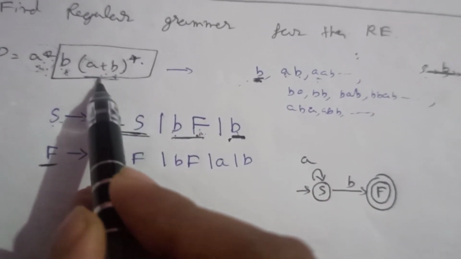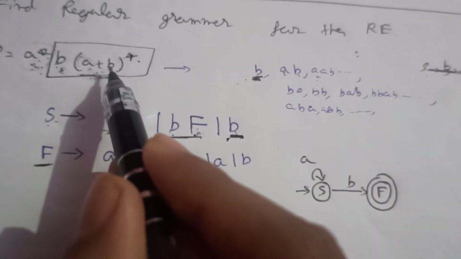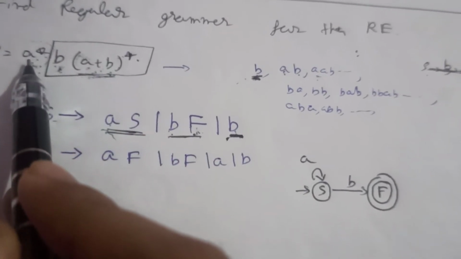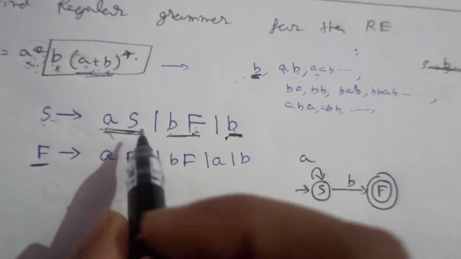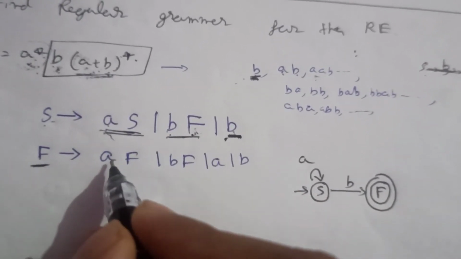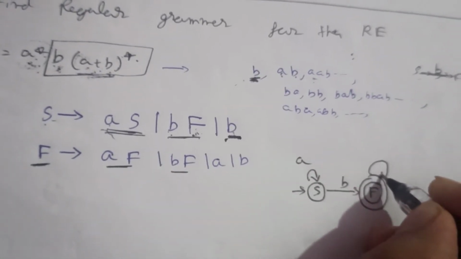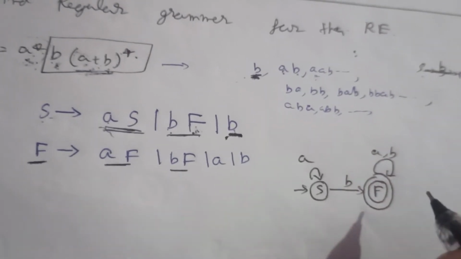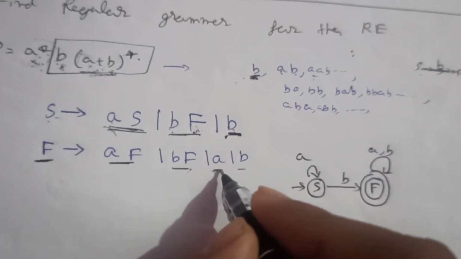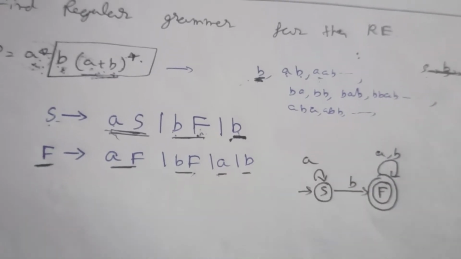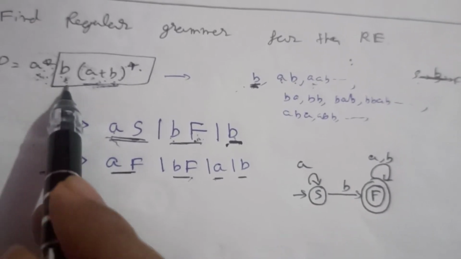For this thing we already know that these things can become null. So there must be a loop for both A and B also. See, for A star there was a loop for A only, but for A plus B whole star the loop can be for A and the loop can be for B. So from F there can be a loop AF and a loop BF. So from F I am giving a loop for both A and B. And as F is the final state, I will have to write the terminals only also.